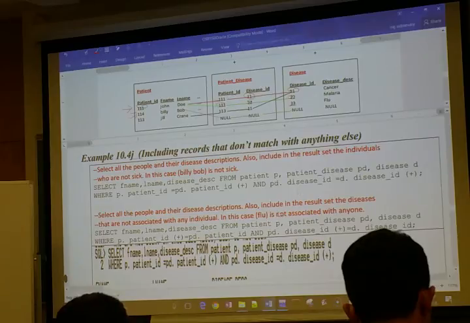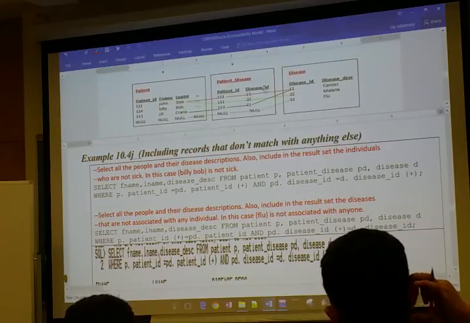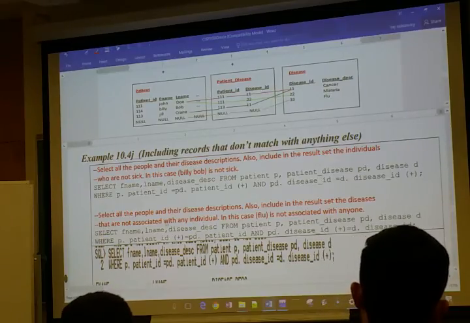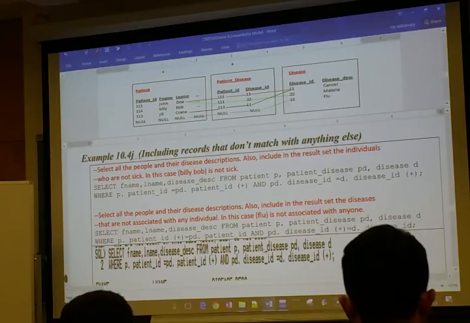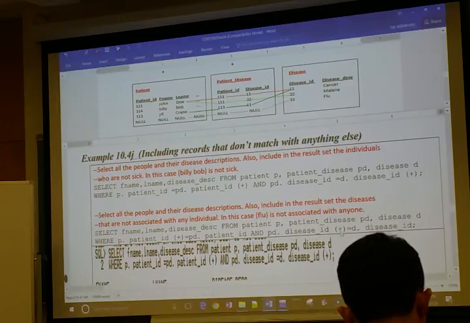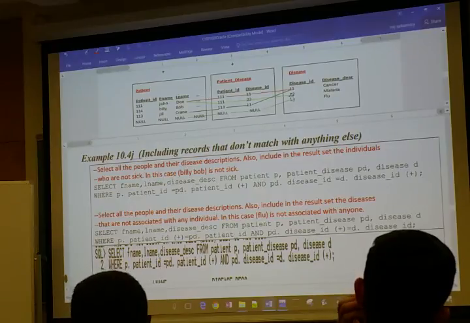Now, when you take a look at this one, notice that we're actually associating the plus with the patient and the patient disease. So look at that, with the patient P and the patient disease. There it is. What does that mean? What that means is that you can once again get that inner join right there. So you capture all the common stuff.